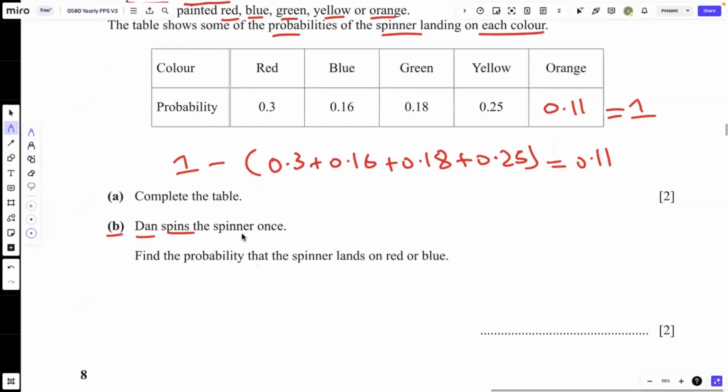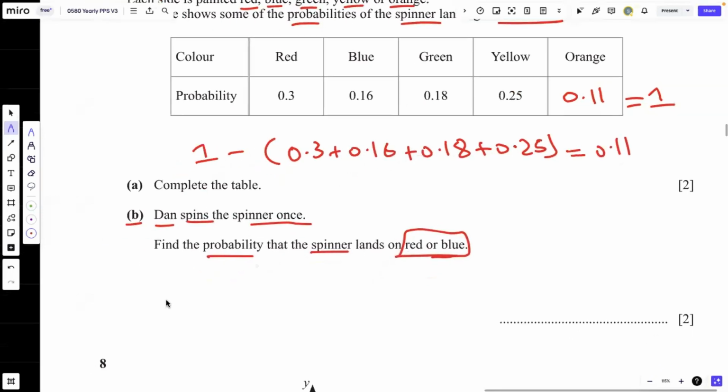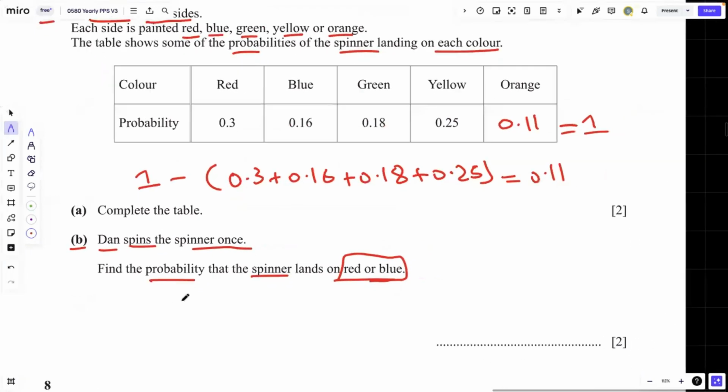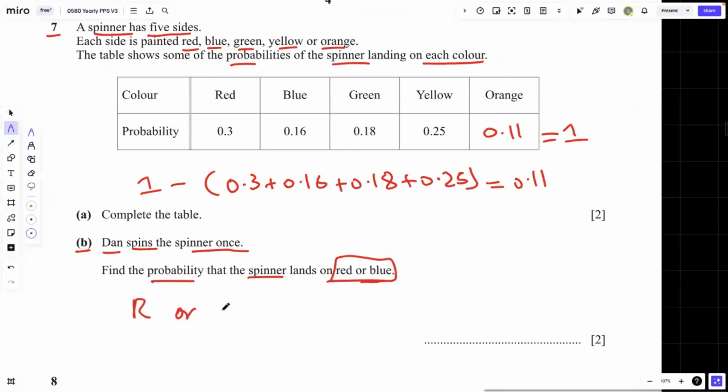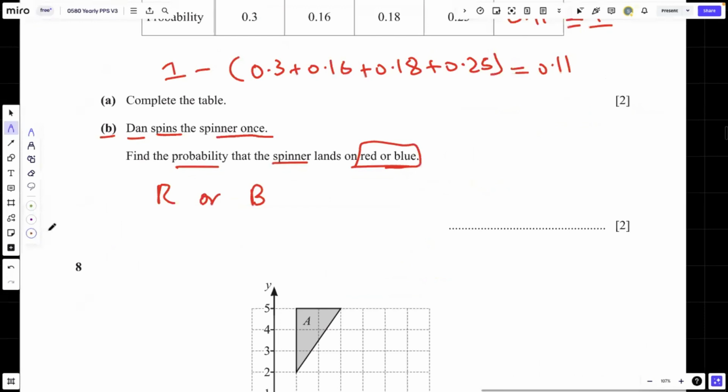Dan spins the spinner once. Find the probability that the spinner lands on red or blue. This is your main expression. So you're spinning only once. Dan is only spinning once, and you're supposed to get red or blue. So the first thing to note here is that whenever you have "or" in probabilities, that means you're supposed to use the plus sign, the addition sign.